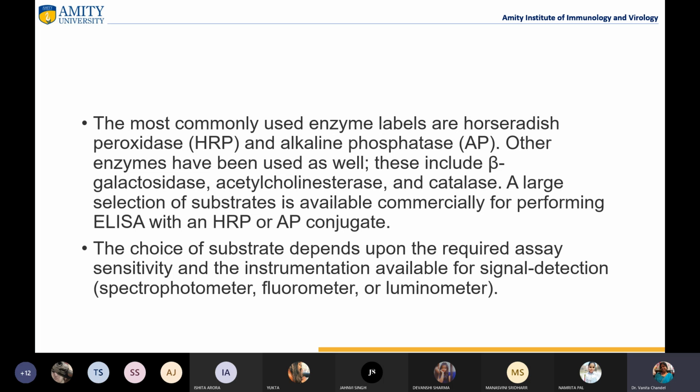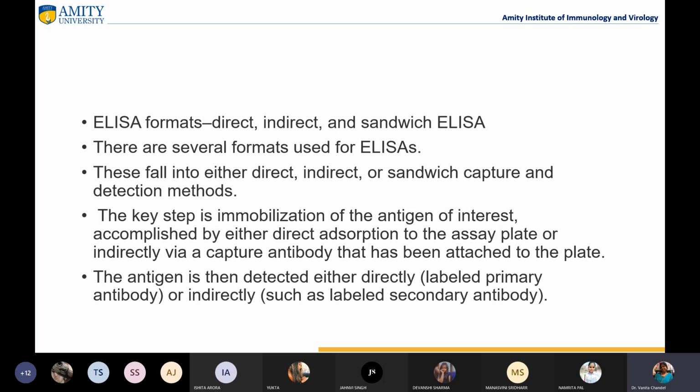The choice of the substrate again depends on the required assay sensitivity and the instrumentation available for the signal detection. For example, alkaline phosphatase and HRP can be used with a spectrophotometer. For others, we might require a fluorometer or some other specialized equipment to measure the signal.